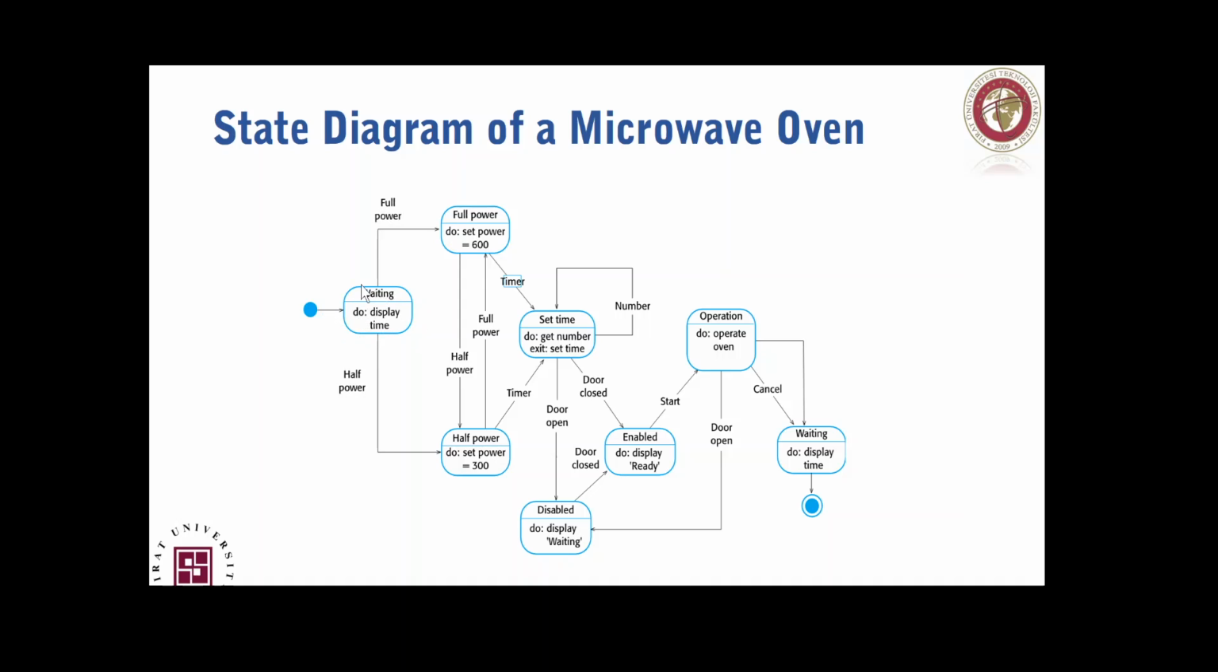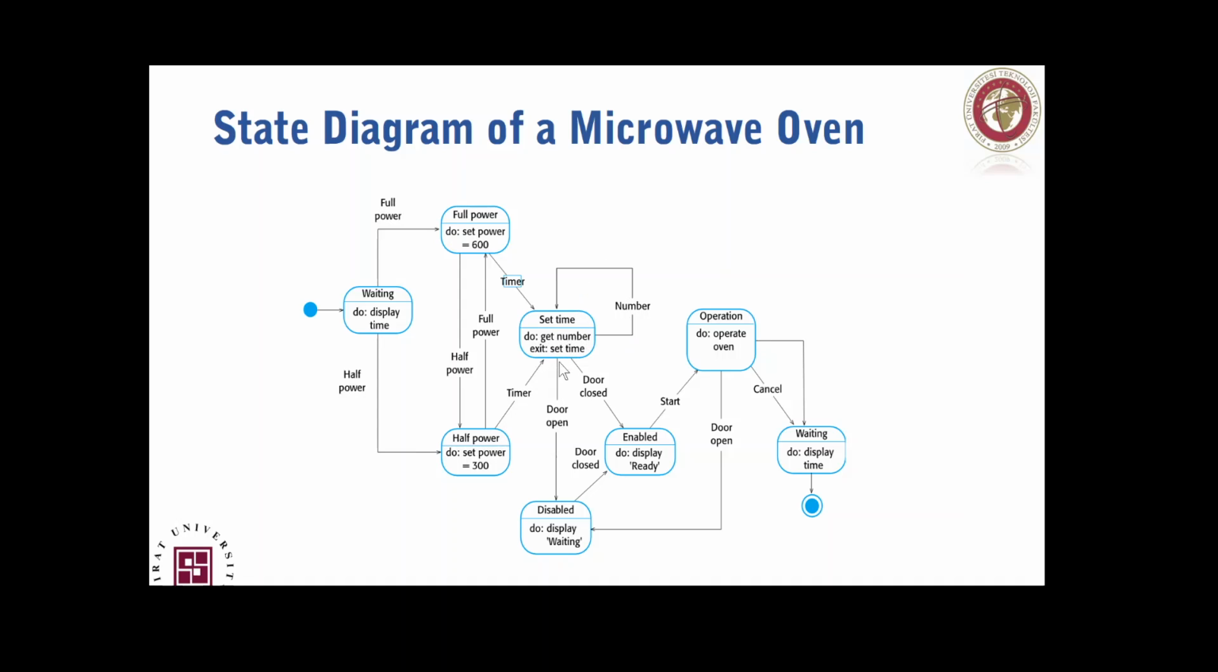When we have a microwave at home, there is a waiting state, just displaying the time. If you want to do anything, you set the power. Let's say we have the option to set the power to full or half, or to change our mind and reset it to full or half. Then we set the time for how long we want to cook.